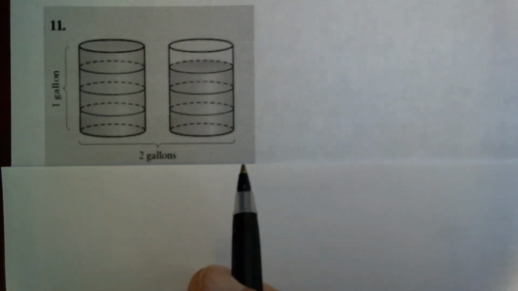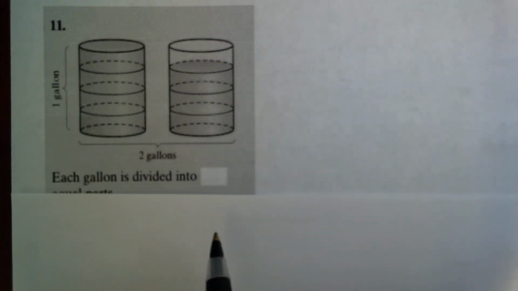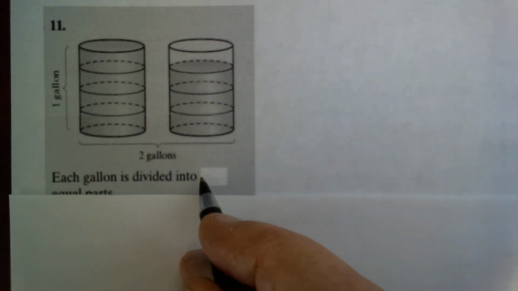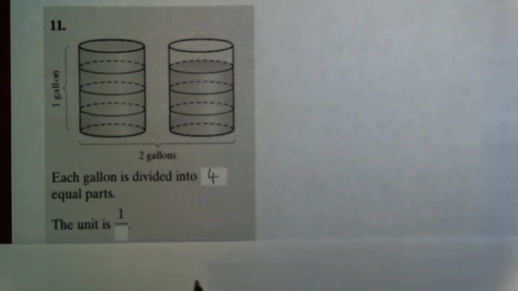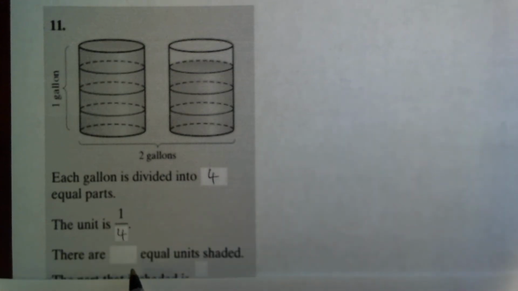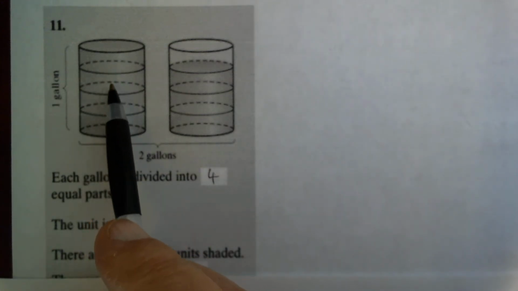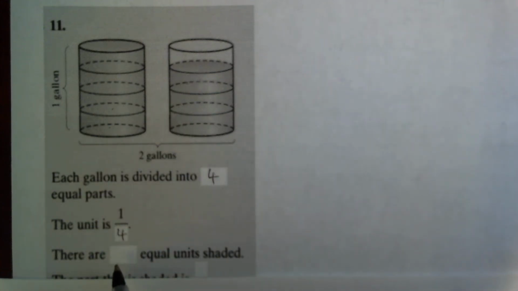And in exercise number 11, we're looking at a gallon, and for a total of 2 gallons. And each gallon is divided into 4 parts, 4 equal parts. So the unit is 1/4. And since there's 1, 2, 3, 4, 5, 6, 7 equal units shaded, the part that is shaded is 7/4.